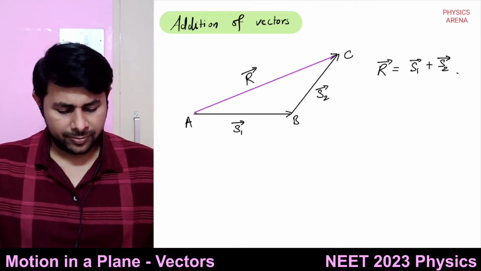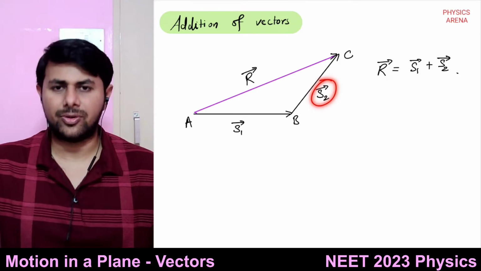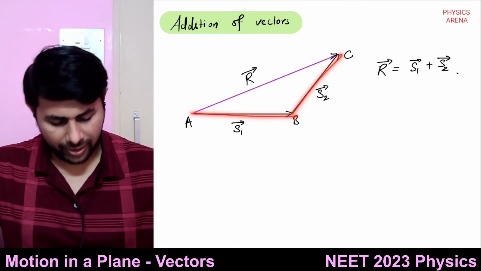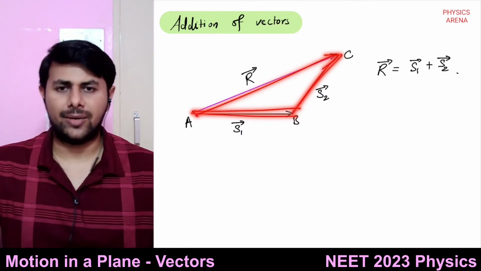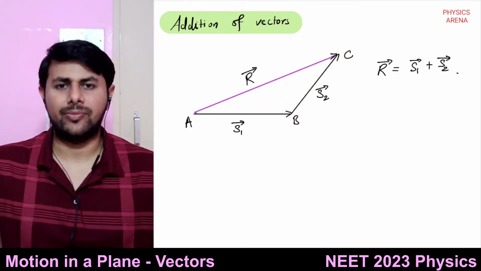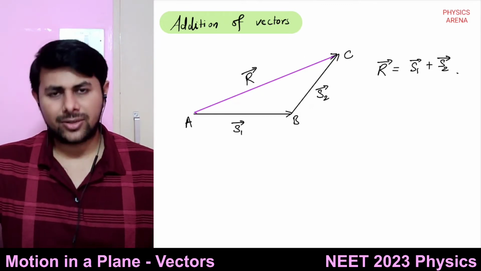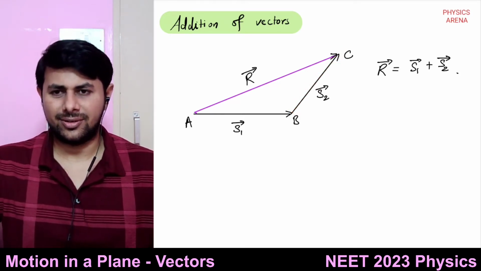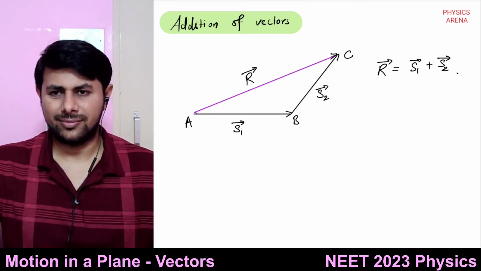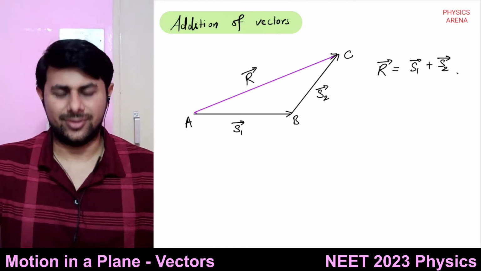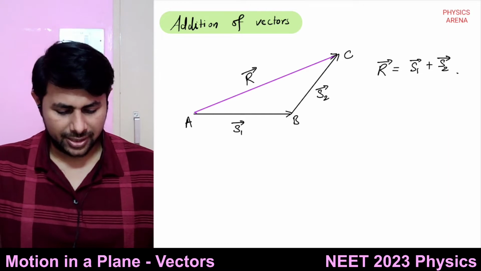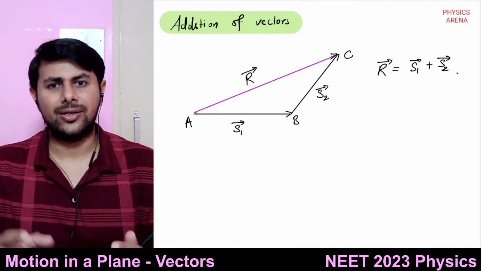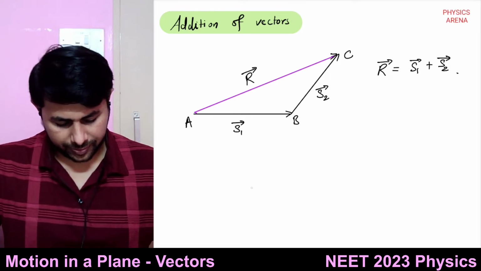Now let's suppose I want to subtract S2 bar from S1 bar. What should I do? Now I have added S2 bar to S1 bar and I got this R bar. Now I want to subtract S2 bar from S1 bar. I need to draw a vector of magnitude equal to this S2 bar, but in the opposite direction. Right? And it is known as a negative vector. So what does a negative vector mean? So that's another term. A negative vector means a vector having a magnitude equal to some vector, but it is directed in the opposite direction to that vector. Okay. So here, this is S1 bar.